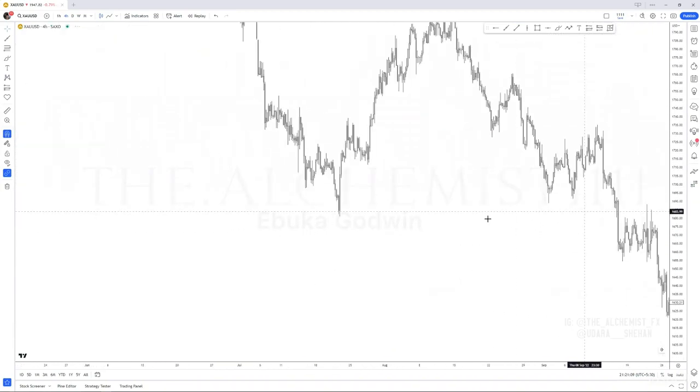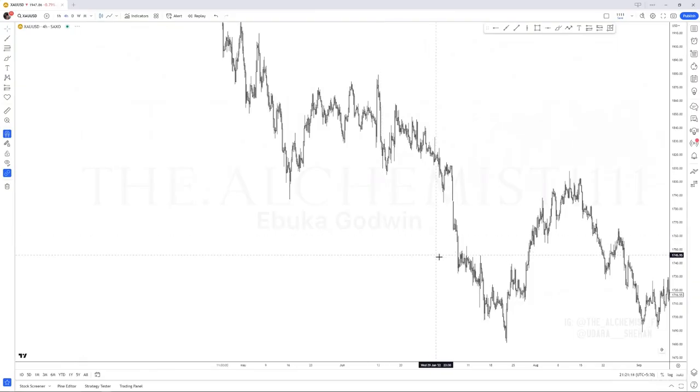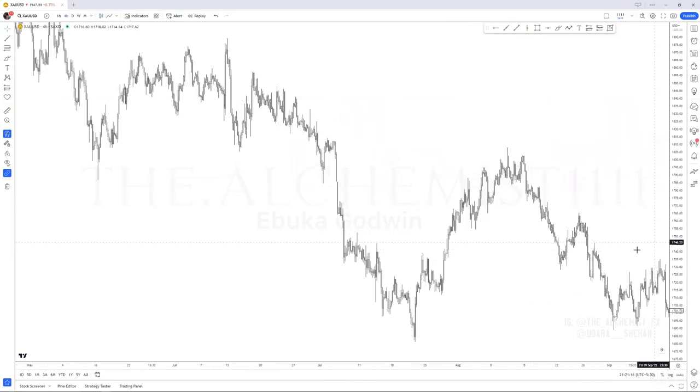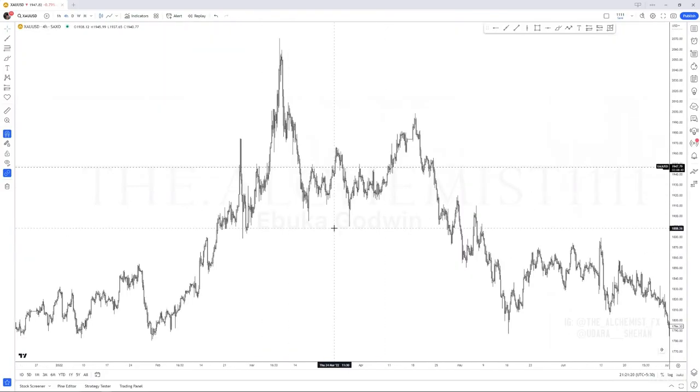Let's see. Yeah, now I was trading SNR for a while. Okay, I was trading SNR for a while, and like I told you now, for me it was messed up because I did not.